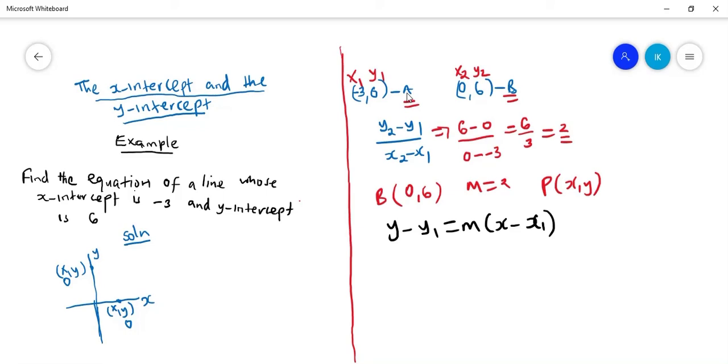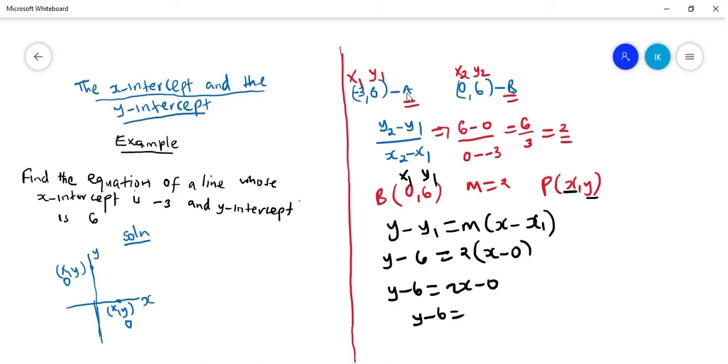So x1 will be 0 and y1 will be 6, and x and y are the general points we have chosen. So we have y minus 6 is equal to m, which we are given as 2, times (x minus x1), and x1 is 0. Okay, so we'll have y minus 6, we open this bracket, 2x minus 0. y minus 6 equals 2x, then we take this one to the other side: y equals 2x plus 6.